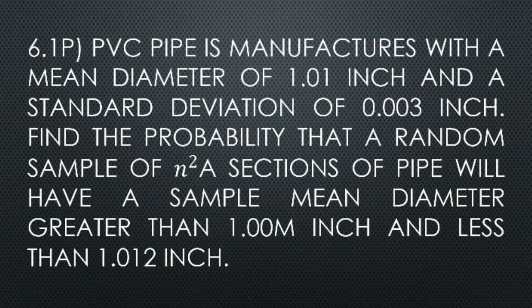So for the next question, PVC pipe is manufactured with a mean diameter of 1.01 inch and a standard deviation of 0.003 inches. Find the probability that a random sample of n sections of pipe will have a sample mean diameter greater than 1.009 inch and less than 1.012 inches. So let's go for the solution.